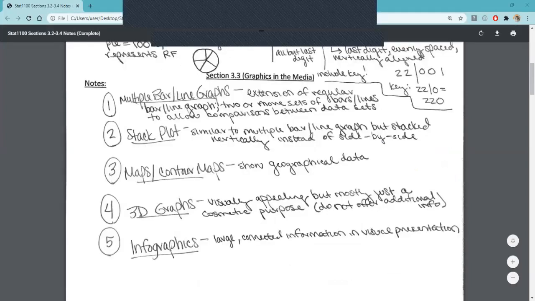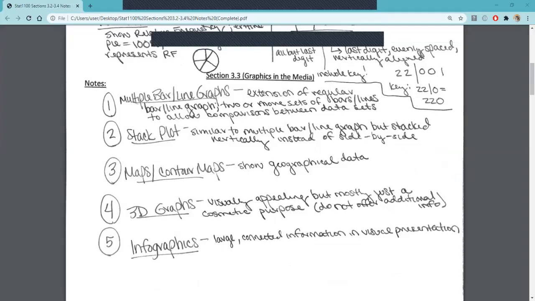Let's move down to graphics in the media. This one was a little bit harder to give examples for, so please make sure that you look at the examples that are given in the book for section 3.3. But we're going to talk about other graphs that we've seen. And most of the time, these are ones that we see in media. So they're not as often found in like statistical studies, but they are ones that we need to be comfortable interpreting.